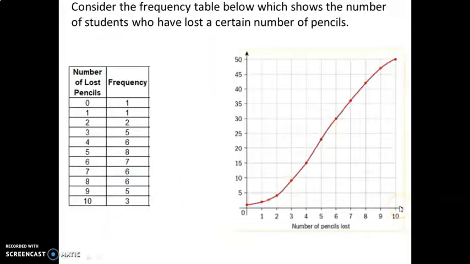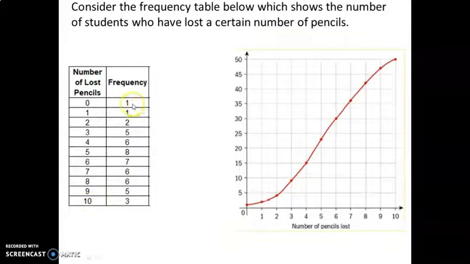Let's take a look. So here's how we're going to do this. Consider the frequency table below, right here, which shows the number of students who have lost a certain number of pencils. So, for example, 8 students have lost 5 pencils, and 6 students have lost 7 pencils, and 3 students have lost 10 pencils.